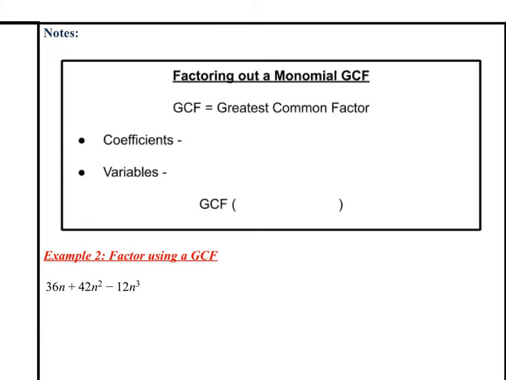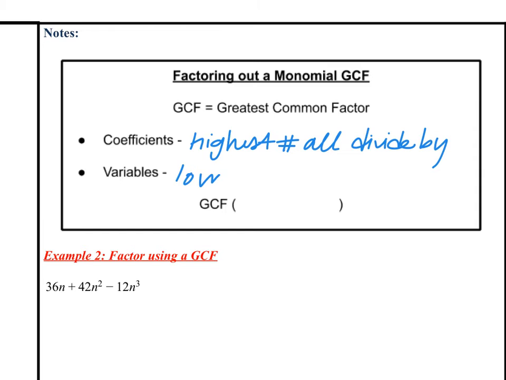2 things I need you to know. If you're trying to find the factor of the coefficients, which would be the numbers in front, you need to find the number, the highest number they all divide by evenly, no decimals. For variables, you need to take the lowest exponent. I'll explain more in a second. So that when you take out the greatest common factor, GCF, you have whatever is left in the parentheses.